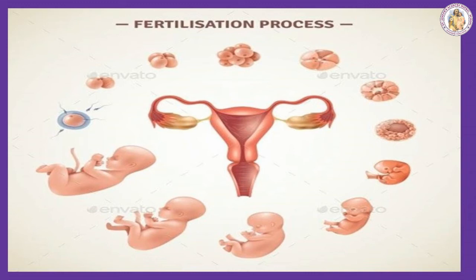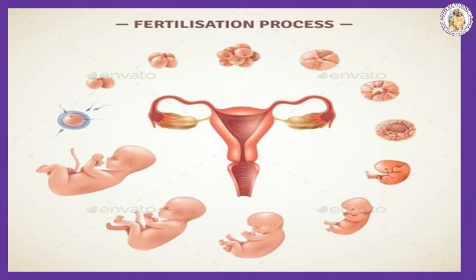After fertilization takes place, how does it happen? Fertilization occurs after the fusion of male and female gametes. First, fertilization in humans is internal and occurs in the female genital tract, usually in the ampulla of the fallopian tube.